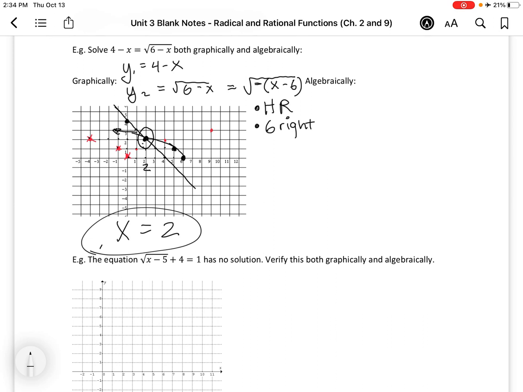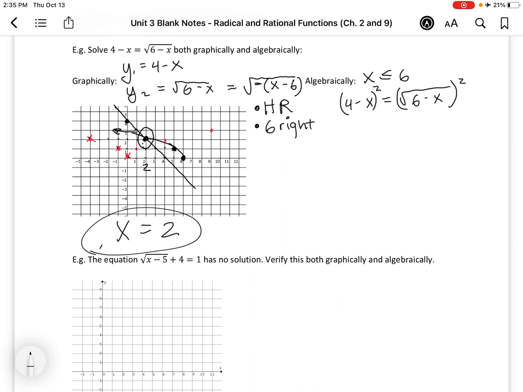Okay, now algebraically, first let's start with restrictions. So we're looking at the square root of 6 minus x. Even based on the graph, we can see that x has to be less than or equal to 6. But remember, you can always figure that out by saying the radicand has to be greater than or equal to 0 and solve for x. Okay, so I'm going to put down my equation: 4 minus x equals the square root of 6 minus x. And then the radical is already isolated, so I will square both sides.